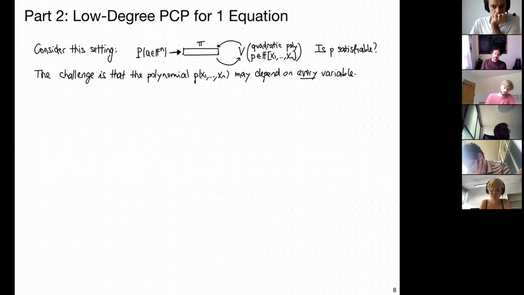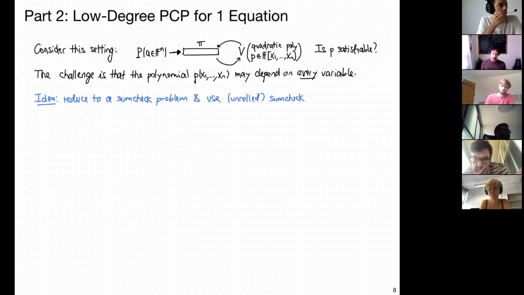Think about just a low-degree polynomial that gets some encoding of a satisfying assignment for a single quadratic equation. The challenge in some sense is that the polynomial could depend on each one of the variables, and we don't want to query everything. So the idea would be to use the trick that is a fundamental tool we used a lot in interactive proofs, and somehow make it work in the PCP setting.